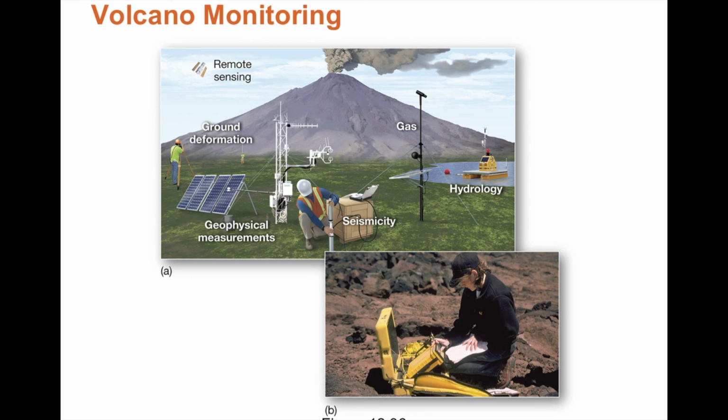Scientists monitor volcanoes through many ways: through remote sensing, through checking gases that come from the volcano. They look at taking measurements and ground deformation, and they use seismicity, which is the seismic waves that travel through the earth.